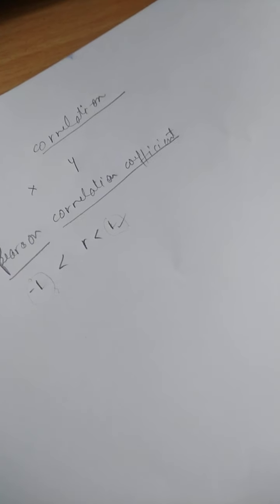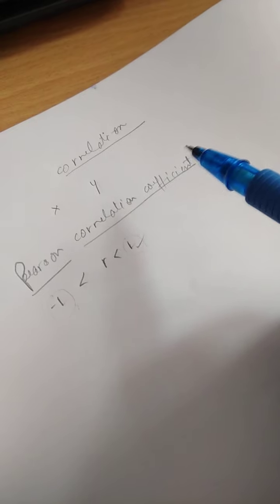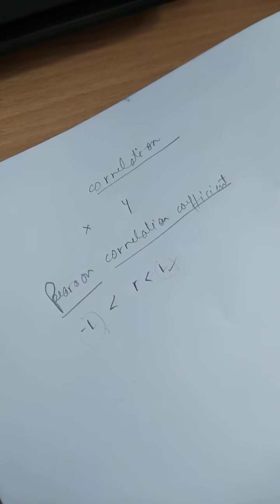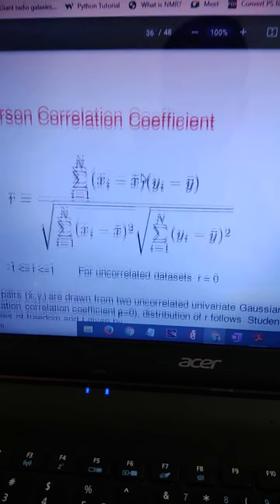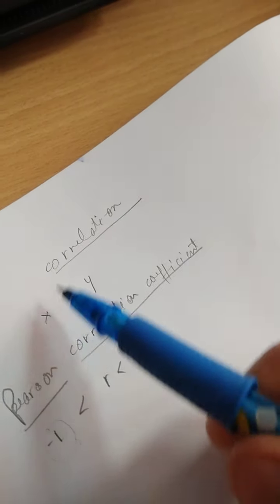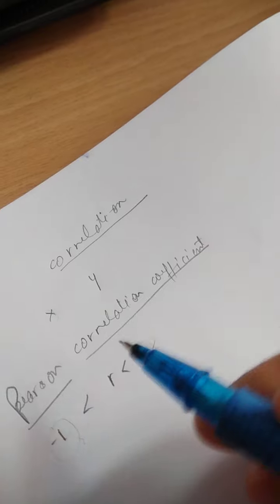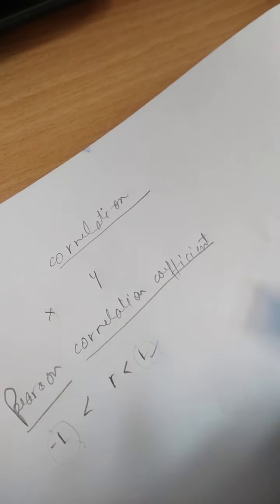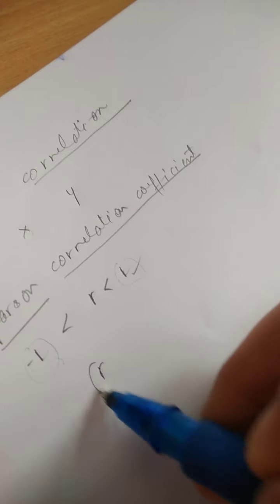So now, if we calculate the R value using the Pearson correlation coefficient, there is a proper formula for this. I'll just quickly show the formula. This is the formula for the correlation. For uncorrelated data sets, R is equal to 0. Alright. Now, if we take two data sets, the same X and Y, and we perform this Pearson correlation coefficient calculation, we get some value of R.